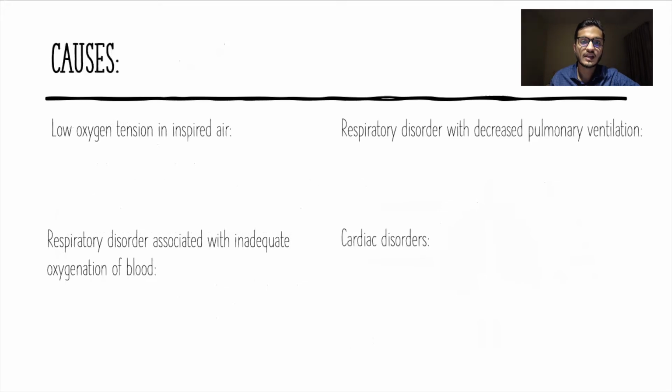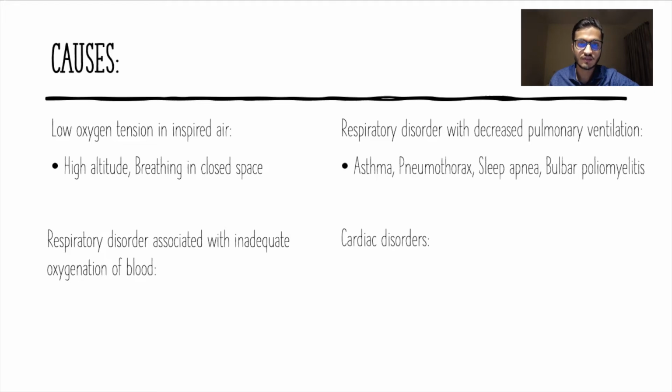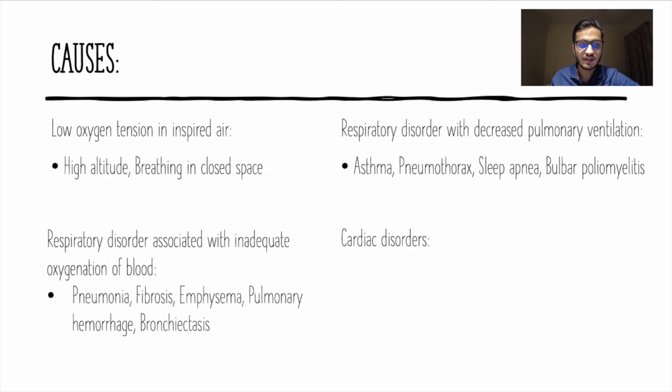The causes can be mainly divided into cases in which there is low oxygen tension in inspired air, as in high altitude or breathing in closed spaces, in respiratory disorders with decreased pulmonary ventilation, as in asthma, pneumothorax, sleep apnea, or any neurological condition, respiratory disorders associated with inadequate oxygenation of blood, like in pneumonia, fibrosis, emphysema, pulmonary hemorrhage, or bronchiectasis, or finally, cardiac disorders in which there is congestive heart failure or low cardiac output.